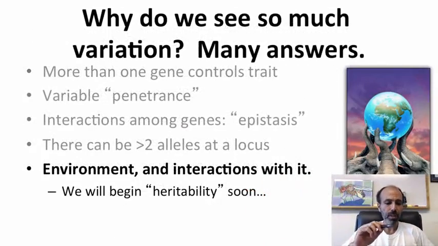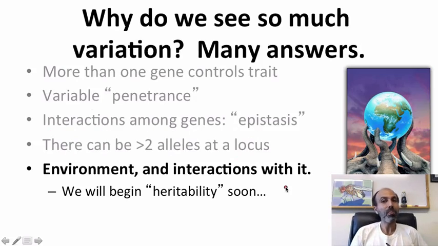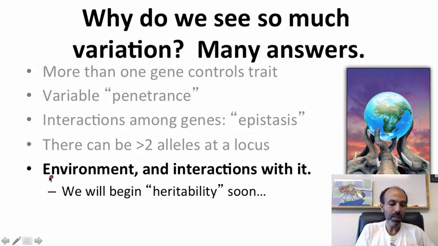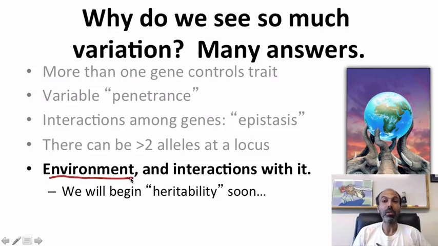So we've gone over 4 different ways we see so much variation. That you can have more than one gene controlling a trait. You can have variable penetrance of one or more of the alleles. You can have interactions among genes or epistasis. There can be more than two alleles at a locus. But the big one that we didn't really talk about, and this is something we'll come back to in some of the later lectures, but I just want to mention it briefly here, is obviously the environment and interactions with the environment. Now when we come to heritability, we'll talk about this quite a bit.